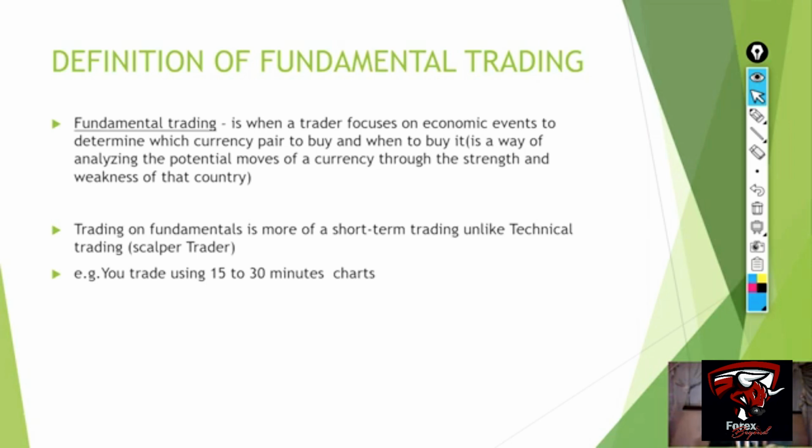Now, the degree of that volatility will depend on the importance of that event, which is why you need to understand the importance of the specific news events and what they actually represent. I said here, it is a way of analyzing potential moves of the currency through the strength and weakness of the country. So let me give an example of what I mean. Let's say we have the US news, which represents the United States of America. What we need to know first is that the US usually has the biggest impact on the market because the US is the biggest economy in the world.